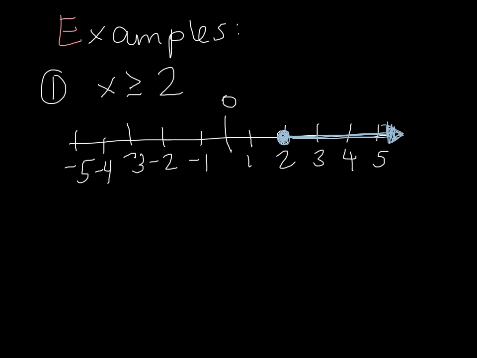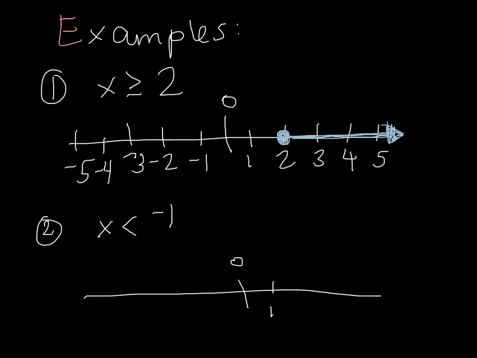All right, let's look at a second one. Hopefully I can fit it in here quick. X is less than -1. Again, we got to draw our number line. 0, 1, 2, 3, 4, 5, -1, -2, -3, -4, -5. Okay, so then I'm going to find -1, which I found already.